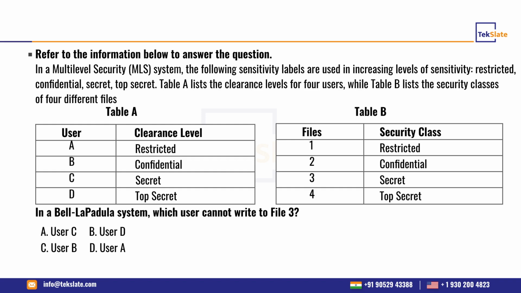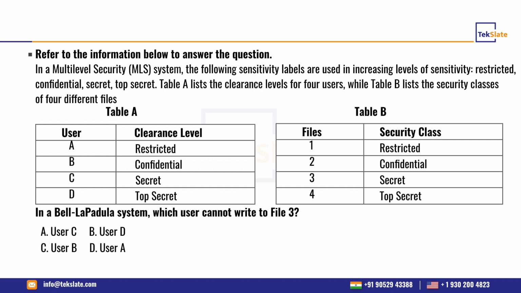So this is the question we have. Let's see which user. The answer is B here. User D, the top secret. The top secret can't write down. What is the lower level? There's secret. So I would say this question is confusing, because it does not use the level.